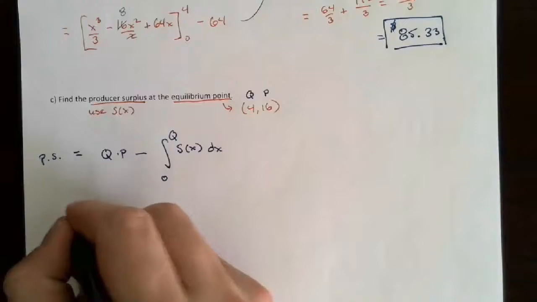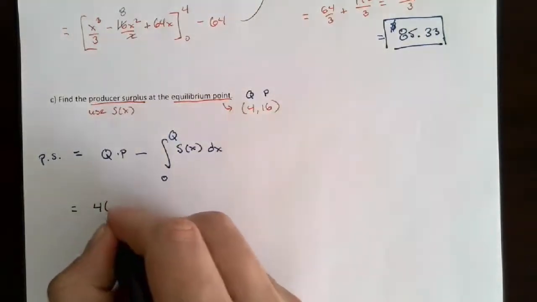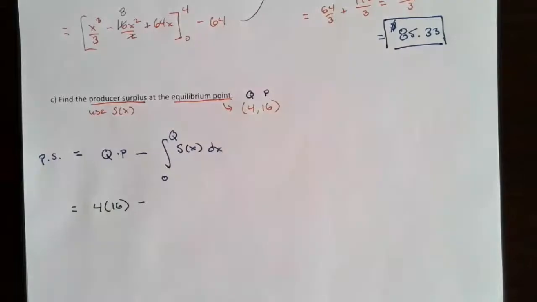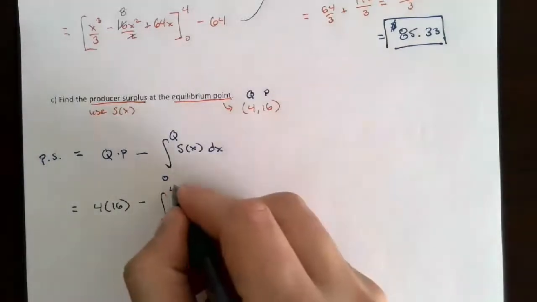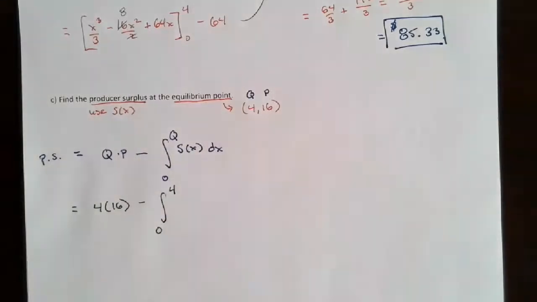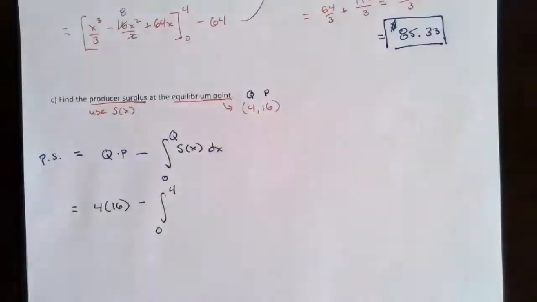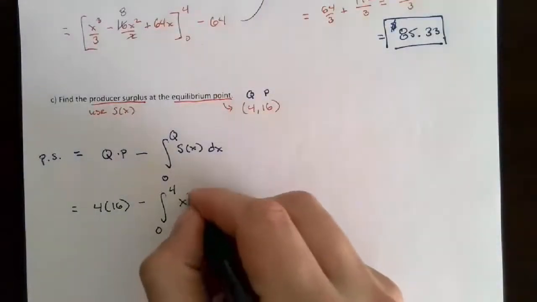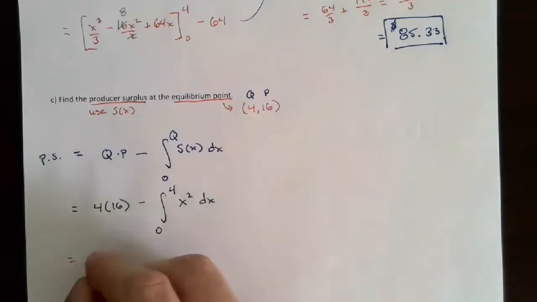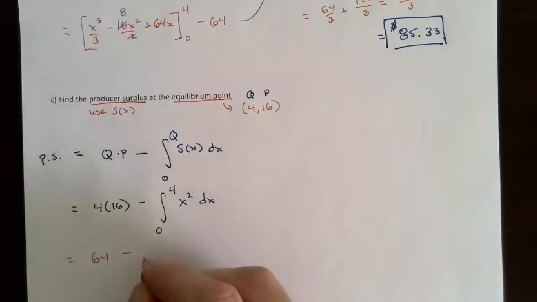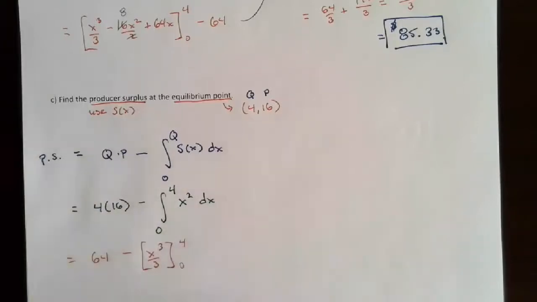So this is equal to Q times P, well, it's 4 times 16, the area of that rectangle, minus the area under the curve, so minus the integral from 0 to Q, which is 4, of S of X. Just going back a page, S of X was equal to X squared. Make sure you're using the correct function here. If you're not, you won't get the same answer. So X squared dx. And now we're ready to evaluate. 4 times 16 gives me 64, minus taking the integral here, x squared would be x to the third over 3. We're evaluating that from 0 to 4.